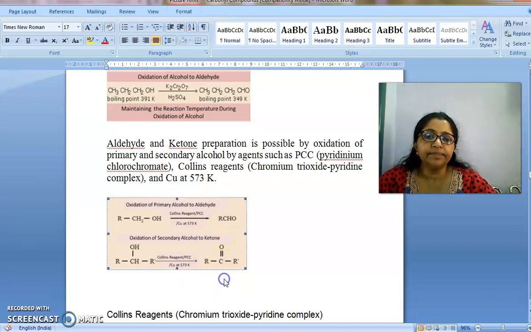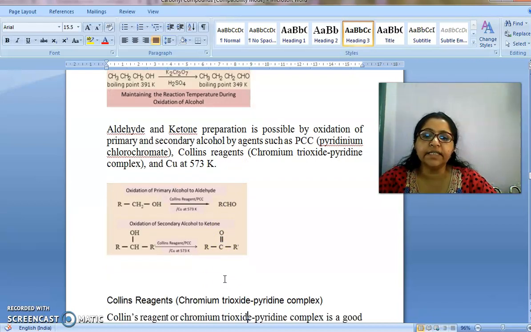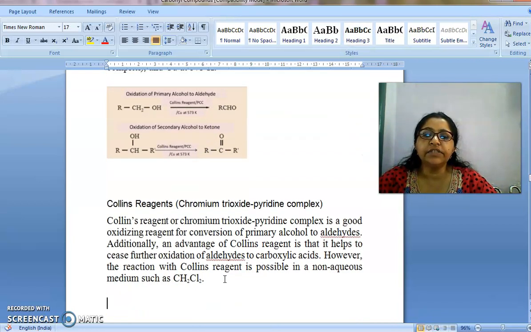Let us see the first reagent, that is Collins reagent. Collins reagent, or chromium trioxide pyridine complex, is a good oxidizing agent for conversion of primary alcohol to aldehydes. An additional advantage of Collins reagent is that it stops further oxidation of aldehydes to the carboxylic acid group. However, the reaction with Collins reagent is possible only in a non-aqueous medium such as dichloromethane.